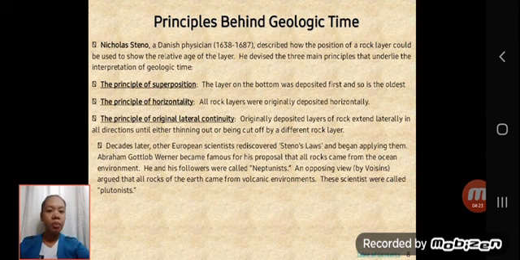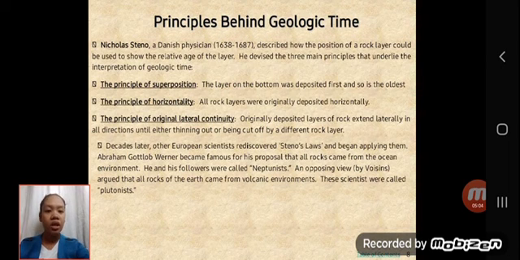The principle of superposition says the layer on the bottom was deposited first and so is the oldest, while by the principle of horizontality, all rock layers are originally deposited horizontally, and by lateral continuity, originally deposited layers of rock extend laterally in all directions until either thinning out or being cut off by different rock layers. So these important principles have formed the framework for the geologic area of stratigraphy, which is the study of layered rock or the strata.